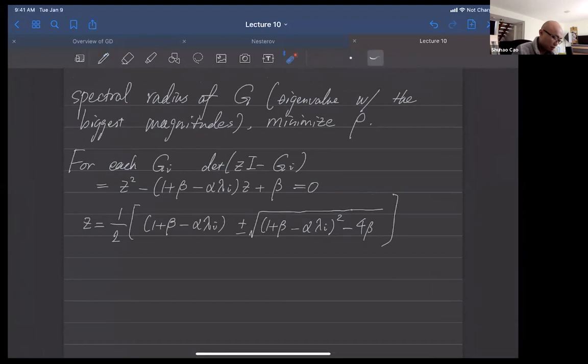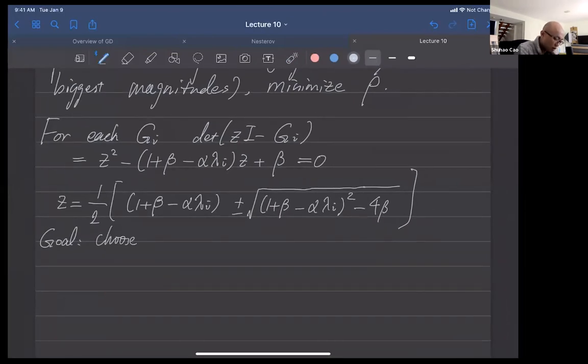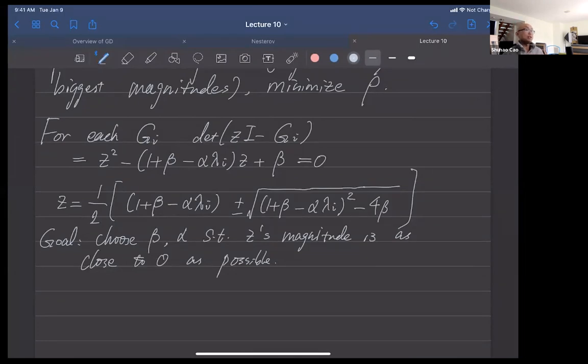Now, if we investigate this term, this is the eigenvalue of Gi. Let me remind us what our goal is in case we got lost in the computation. Our goal is to choose the momentum constant beta and the step size alpha such that z's magnitude is as close to zero as possible. So this is our goal, and now let's proceed to try to achieve it.